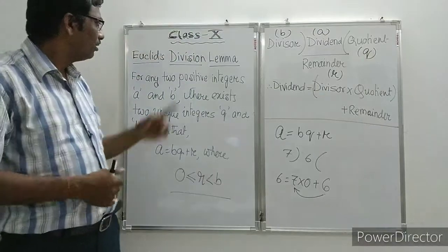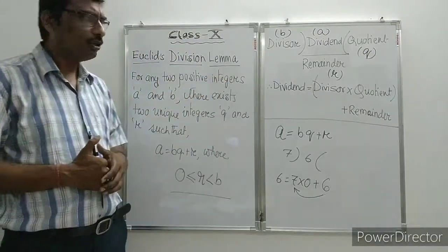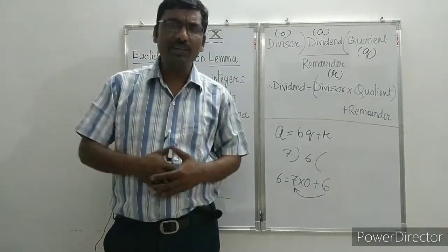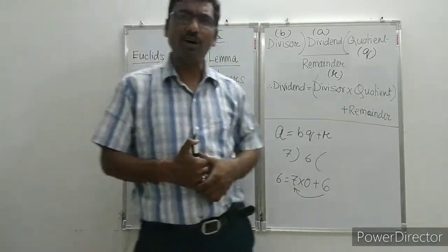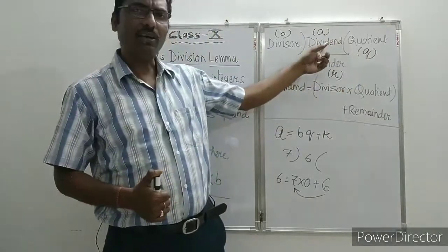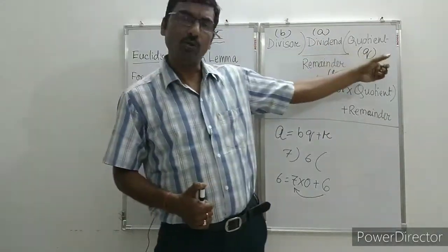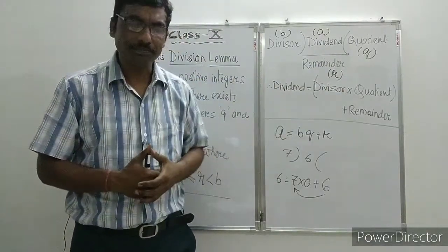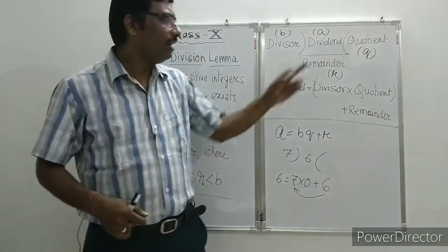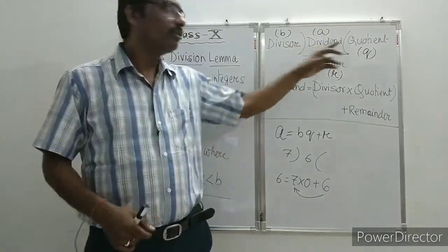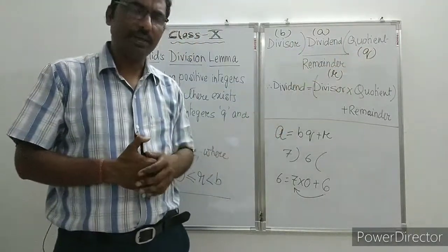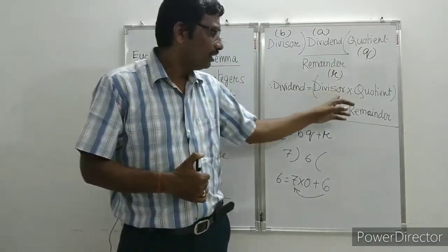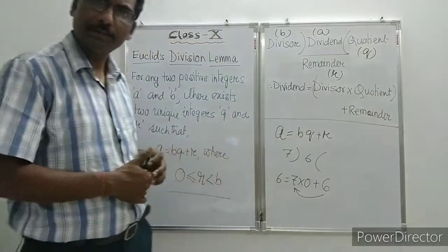So come to the point, Euclid's division lemma. Before going to the lemma, let's recall our previous knowledge: dividend equals divisor into quotient plus remainder. That is our simple division algorithm. It means if we divide a number by another number, we will get a quotient as well as a remainder. So the relation is dividend equals divisor into quotient plus remainder.